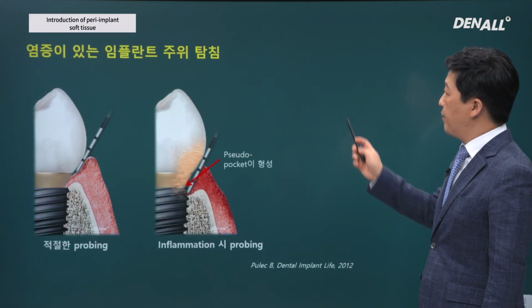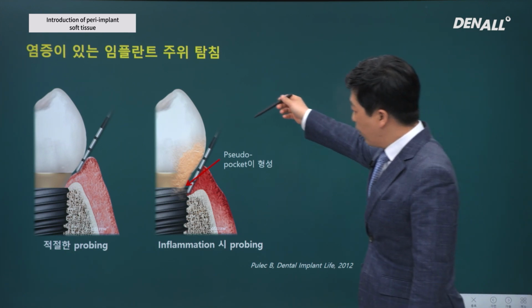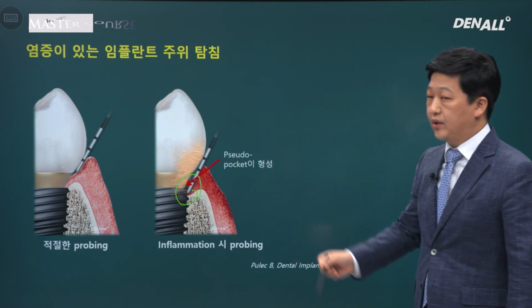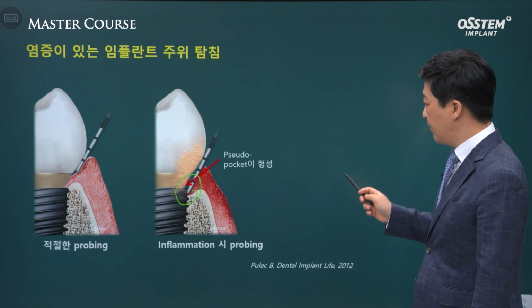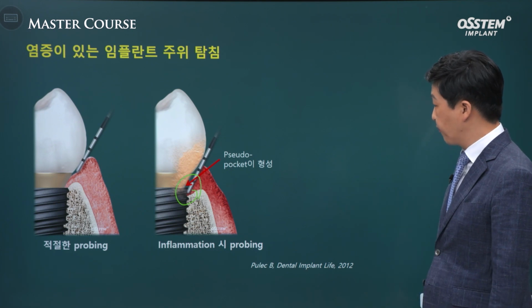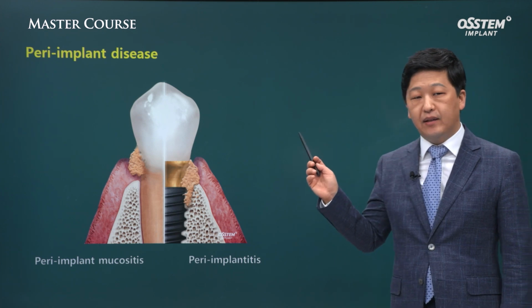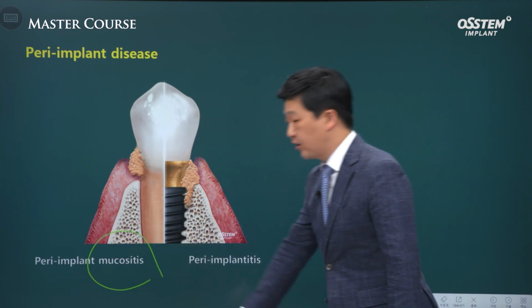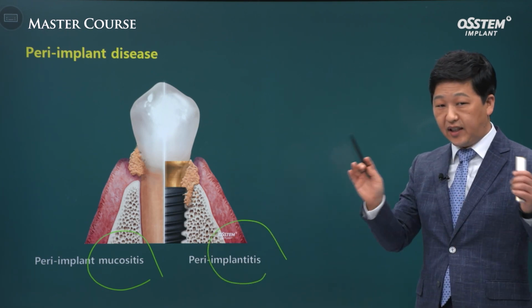When we probe around the implant with inflammation, if you apply excessive force, then probing up to the alveolar bone can occur and it can cause bleeding, so we need to pay attention. Peri-implant disease can be divided into peri-implant mucositis and peri-implantitis.